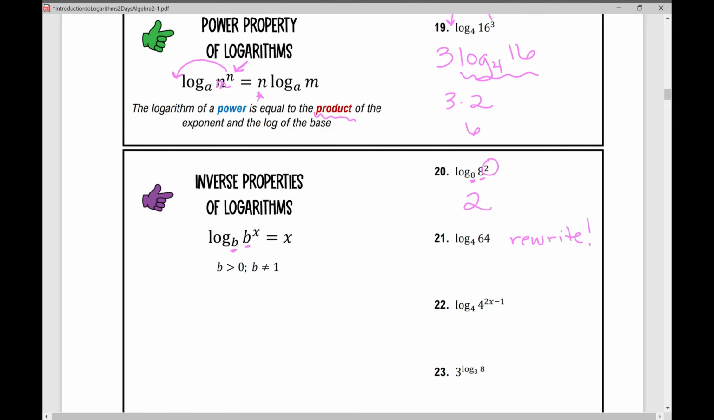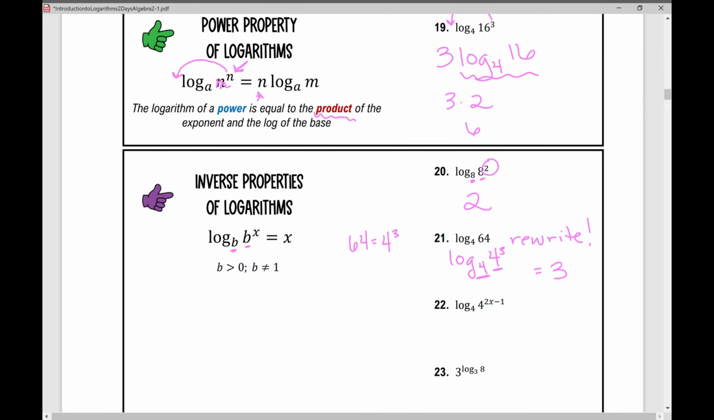Can you rewrite 64 with a base of 4? You sure can. Log base 4 of 4 to the power of what? 3. So 64 is 4 to the power of 3. I can rewrite it with a base of 4, okay? Well, now I can use this inverse property where I have the same base right here.